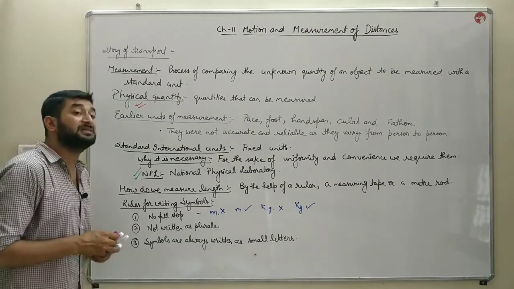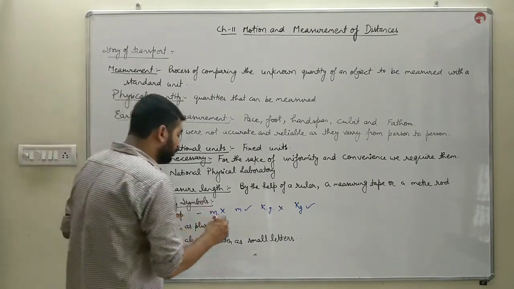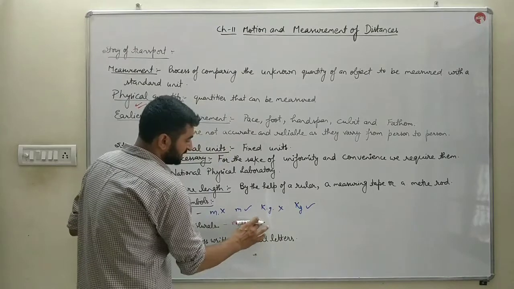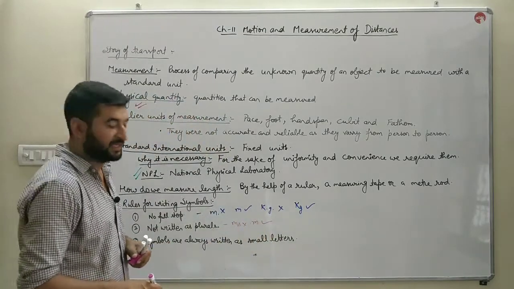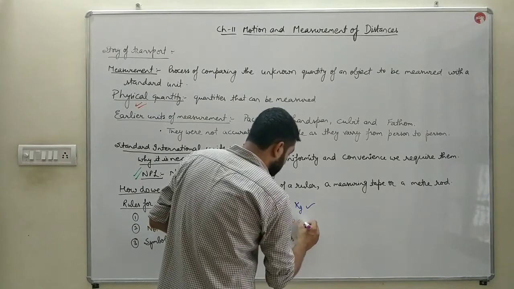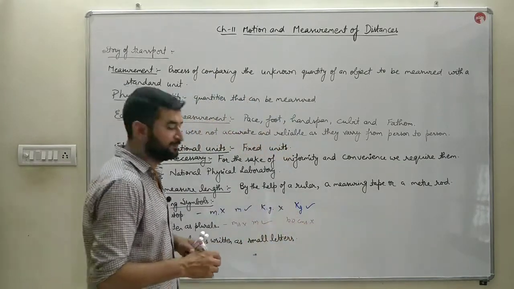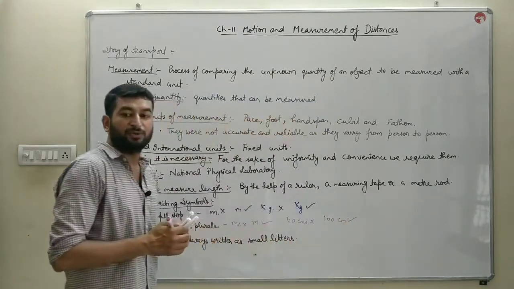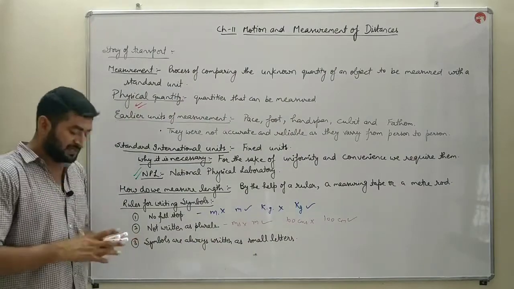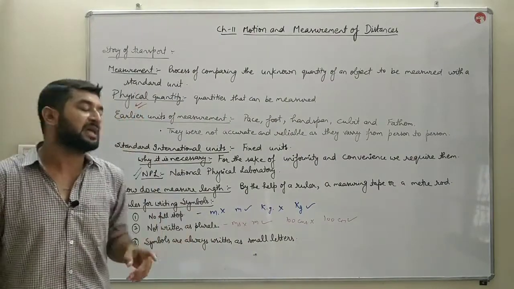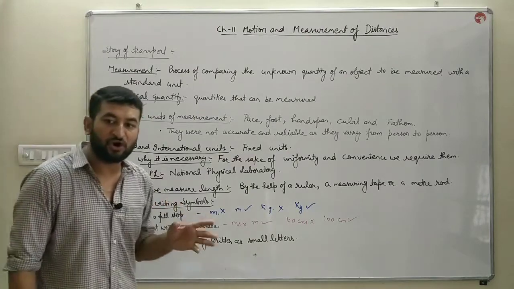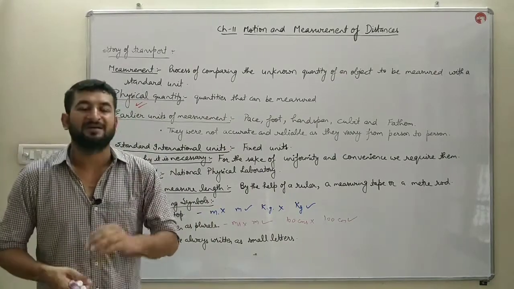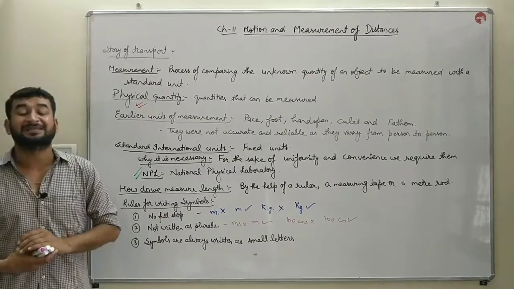Next, symbols are never written in their plural forms. For example, meters is not written like this; it is correct in this way. If I want to write 100 centimeters, then this is the incorrect representation; 100 cm is written like this only. So symbols are always written without a full stop, symbols are always written in singular forms, and symbols are always written in small letters. So these are the rules for writing the symbols.